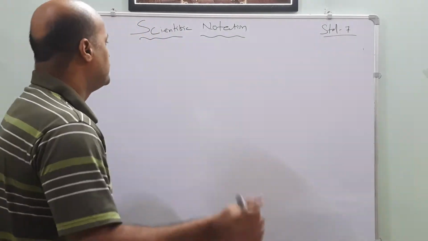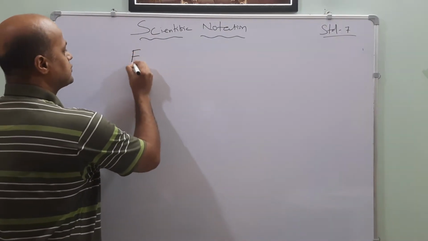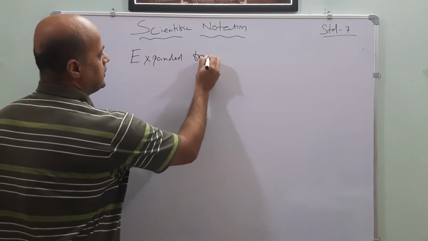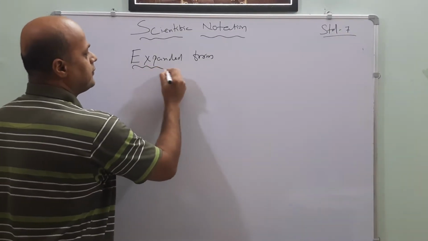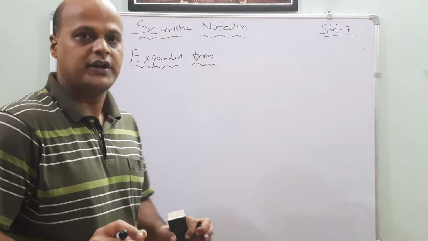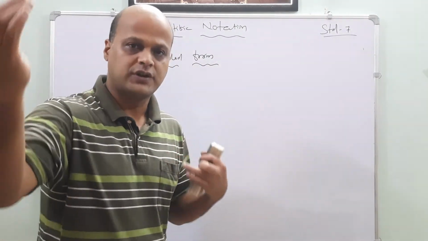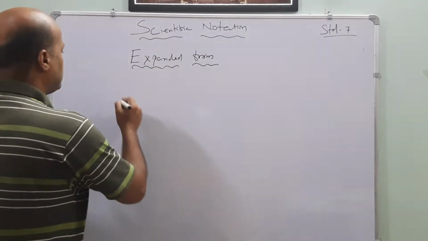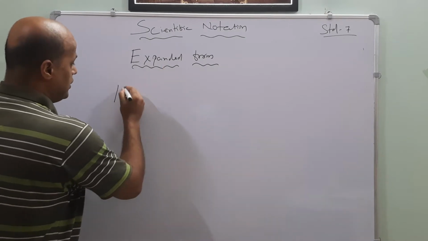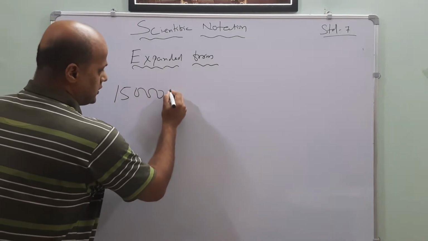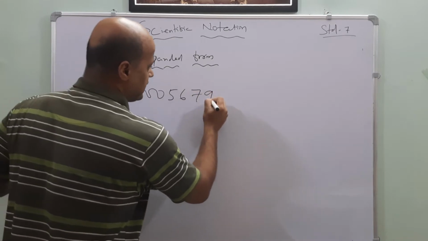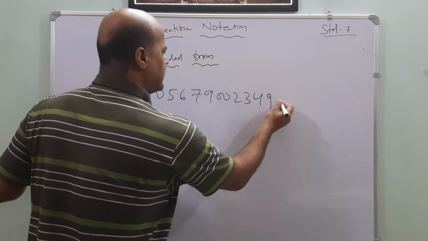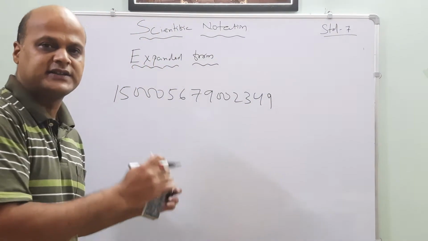There are two things. What are they? The first one is called expanded form. The meaning of expanded form is what? A number is given, any number, or the distance between the earth and the sun is given. Suppose, for example, the distance is 1 5 0 0 5 6 7 9 0 2 3 4 9, and so on, but we will take this as a simple example.